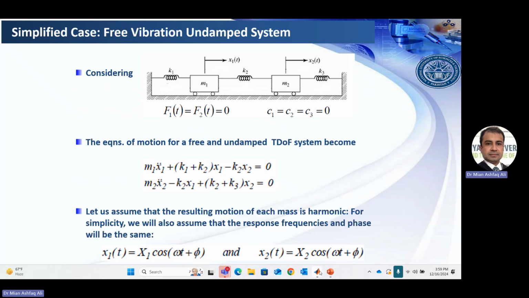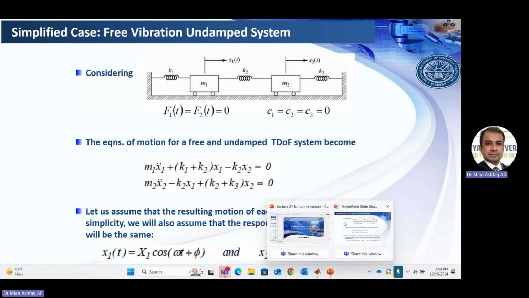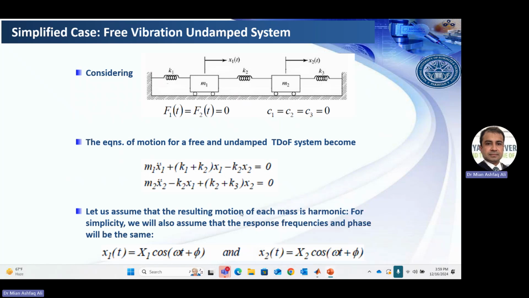In this case, we will assume that both masses move in a harmonic manner. So the response can be assumed to be like this. For M1, we can expect a motion similar to this one, in which capital X1 is the amplitude of mass M1, and X2 is the amplitude of M2.